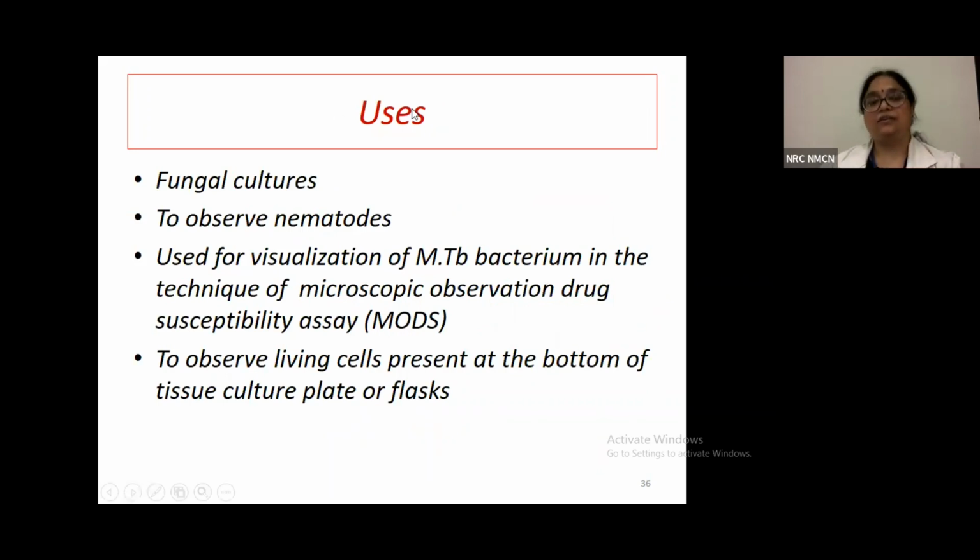The uses are to see the fungal cultures which are in a petri dish or a culture bottle, to observe the nematodes, and it may be used for the visualization of Mycobacterium tuberculosis in the technique of MODS, which is a drug susceptibility assay, and to observe the living cells present at the bottom of the tissue culture plate or flask.